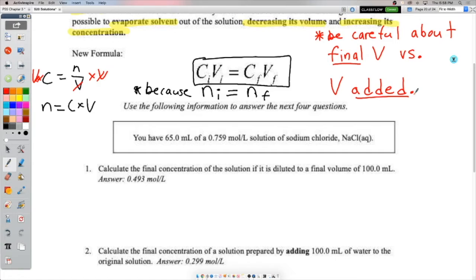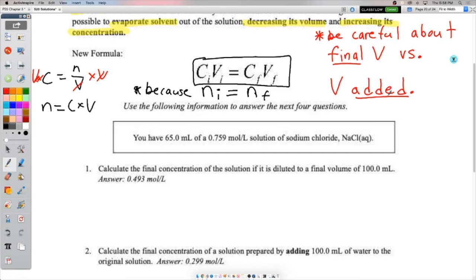So what I mean by that is, for example, I'm just going to make up numbers, but if I say I started with 90 milliliters and I ended up with 100 milliliters, my final volume is 100 milliliters because that's what I ended up with. But the volume I added would be the difference, which is 10 milliliters.